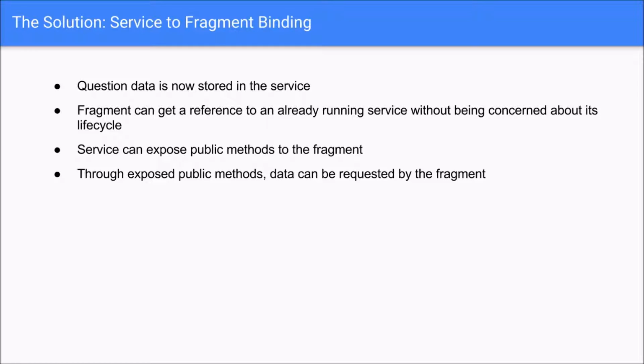That is, if a service is already running, which will often be the case when the view question fragment is launched, then it can just bind to that instance without having to worry about starting the service, because the service will already be started, but it can start it if it needs to. Once the binding takes place, the service then has access to a getter method for the question data that's stored in the service.